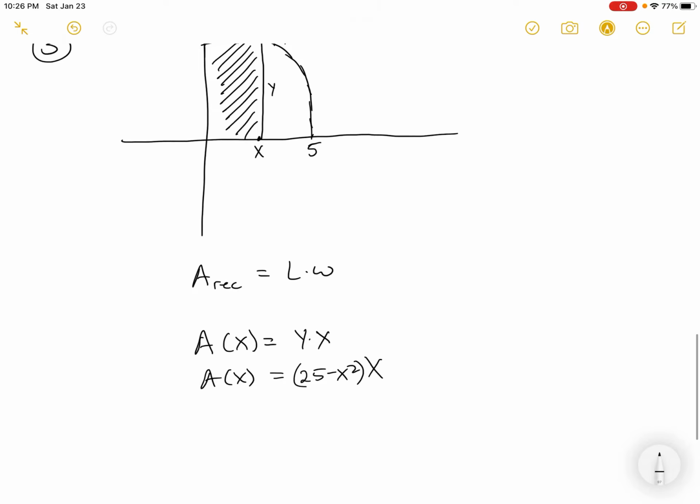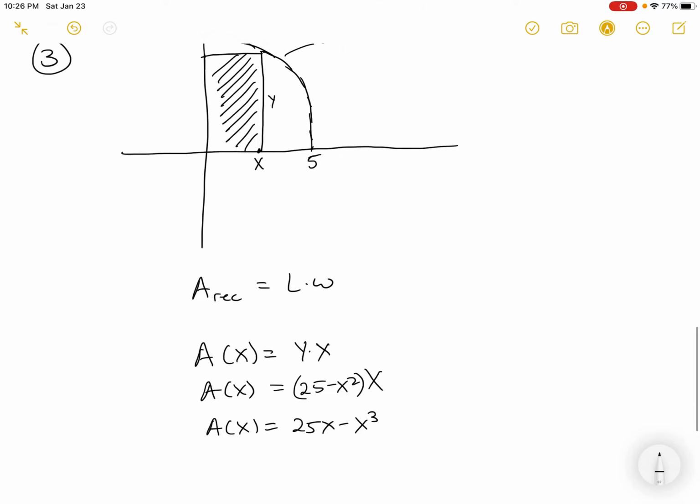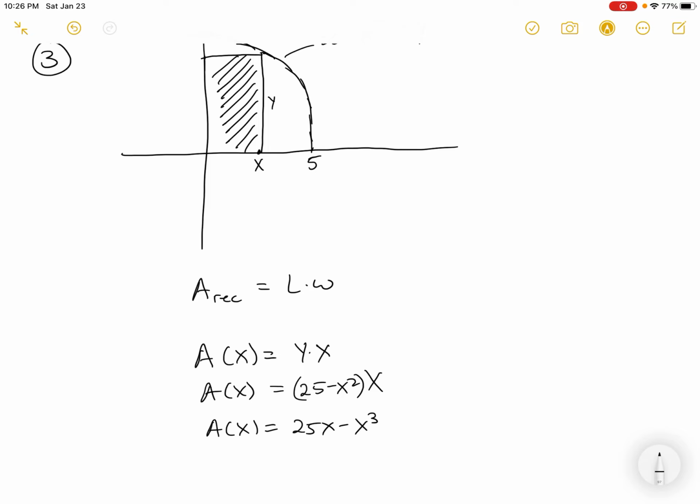Or what we have, what the computer took when I typed it in, is 25x minus x cubed. I just wanted to make sure it was going to take these things. They ask a really good question next. They ask, what's the domain of the function?